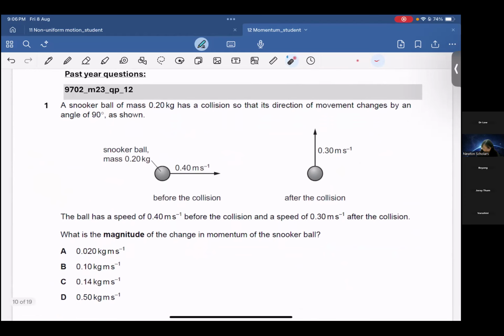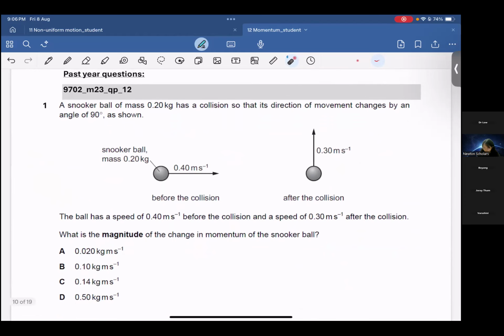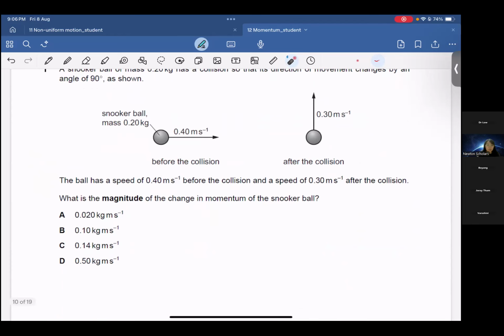A snooker ball has a mass of 0.2 kg and has a collision, so that its direction of movement is changed by an angle. This one is before collision. After collision, it becomes 90 degrees. The ball has a speed of 0.4 meter per second before collision and a speed of 0.3 meter per second after collision. What is the magnitude of change in momentum? Right there, underline change in momentum.